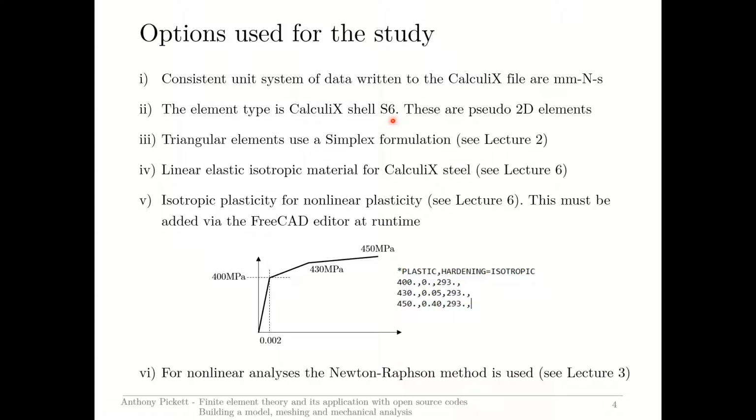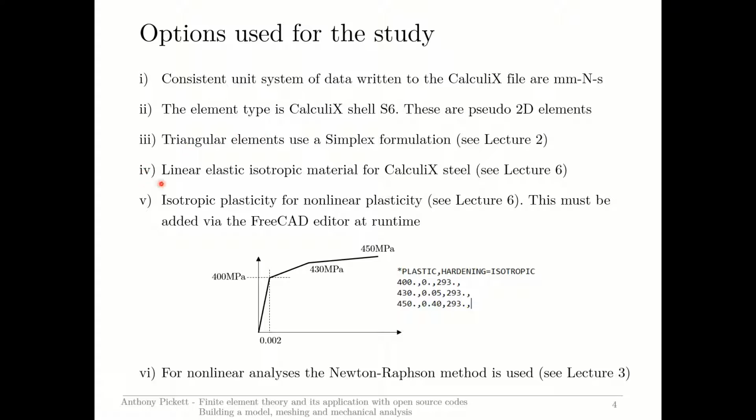It is important to appreciate that it's a 3-dimensional element because it does mean you have to define some boundary conditions to make sure you don't have rigid body motions in the out-of-plane direction, the third direction. I'll mention this when we come to defining these boundary conditions. The elements used are triangular elements. They use a simplex formulation, and that's been described in lecture number 2.